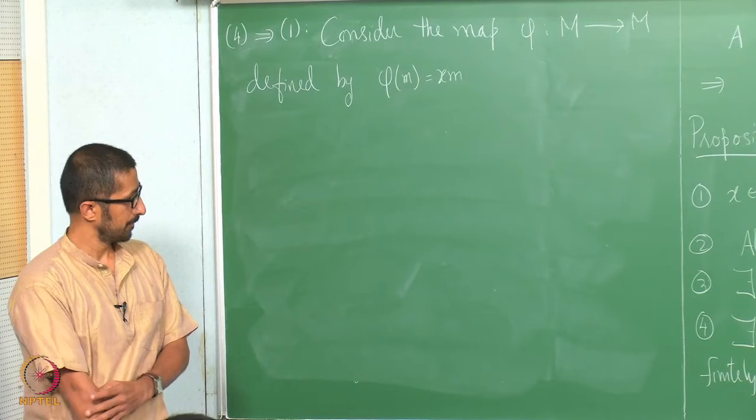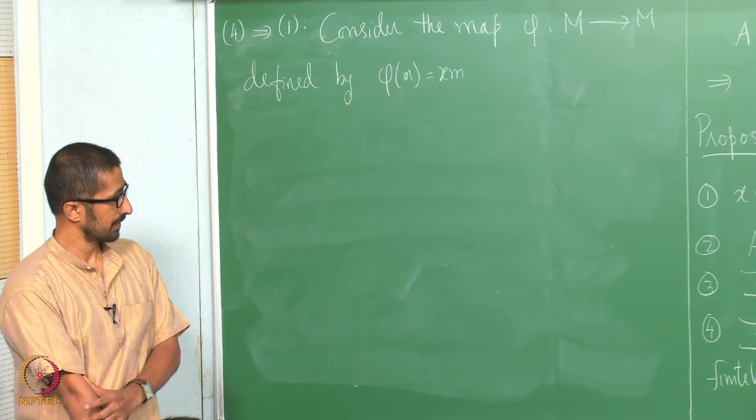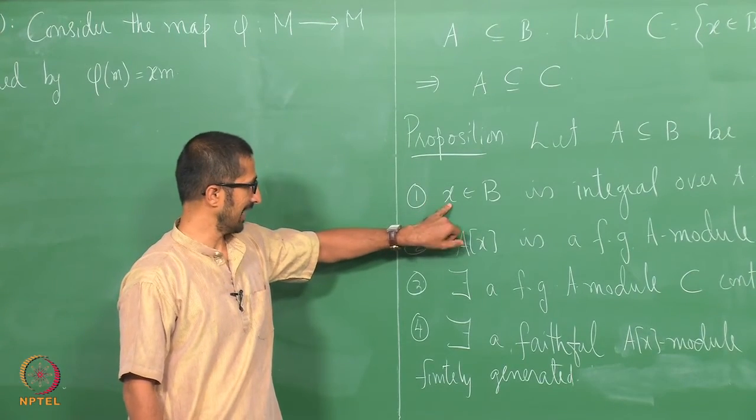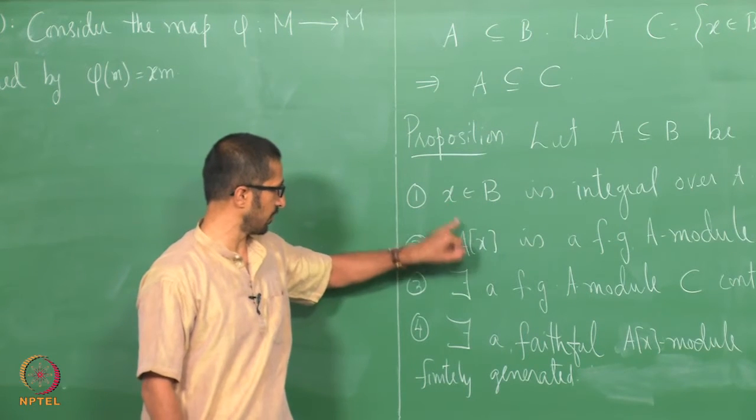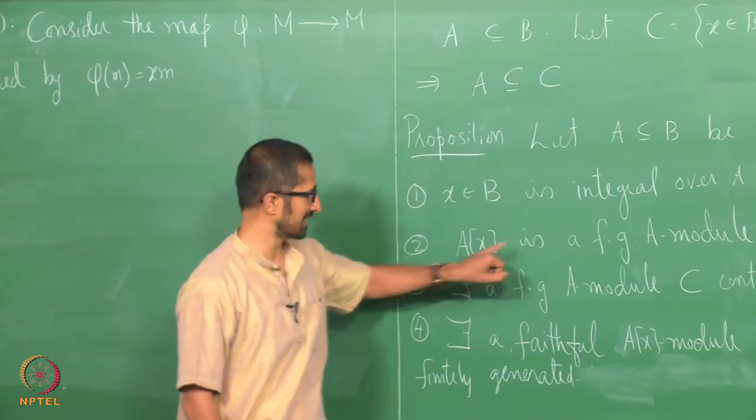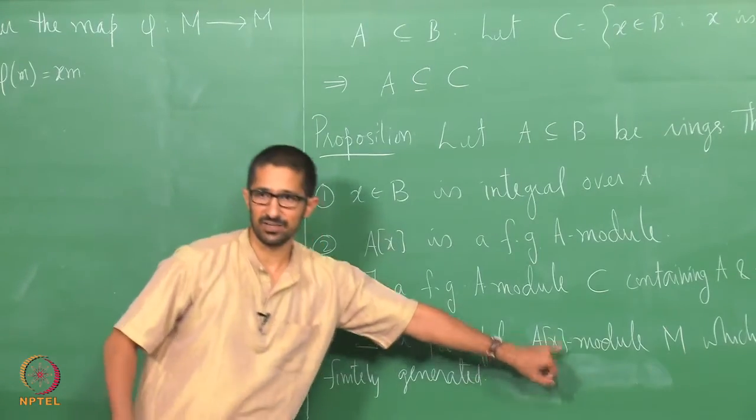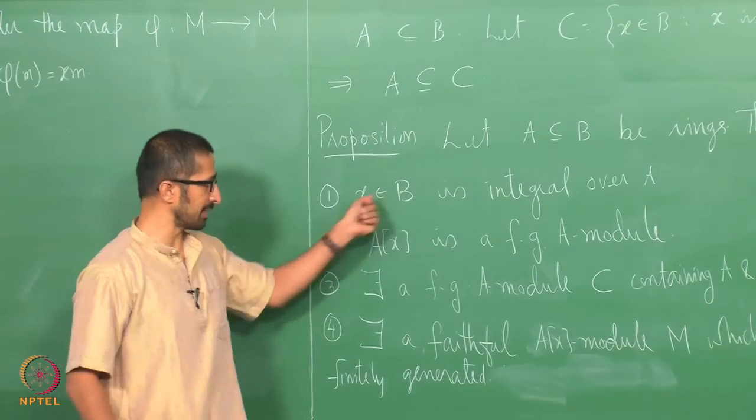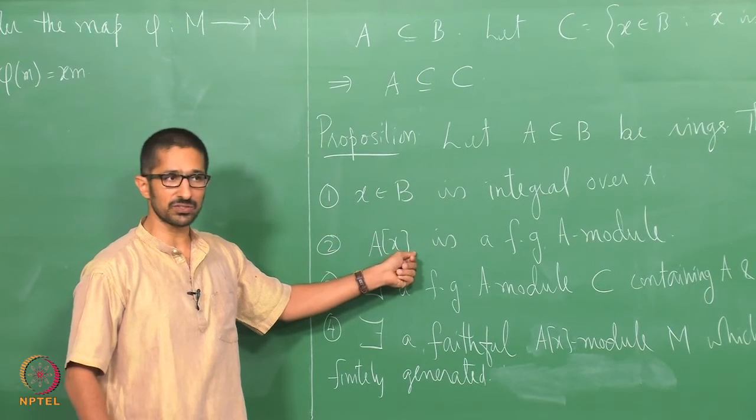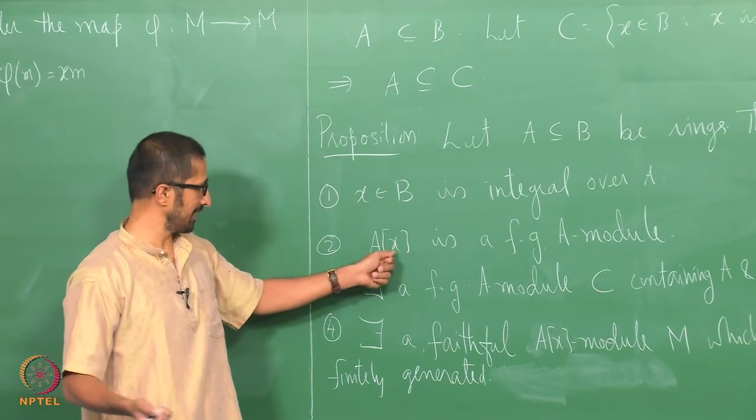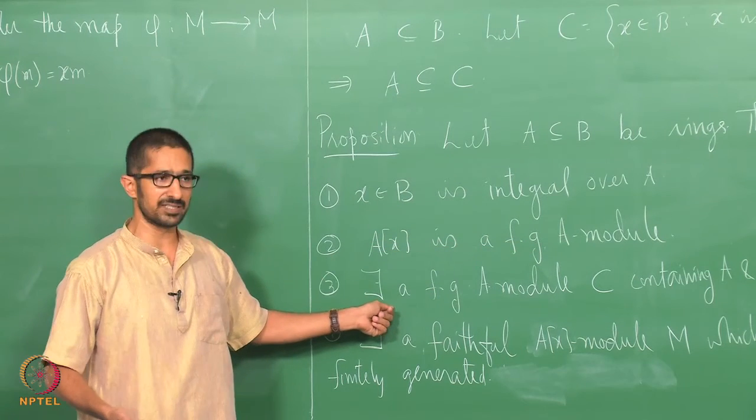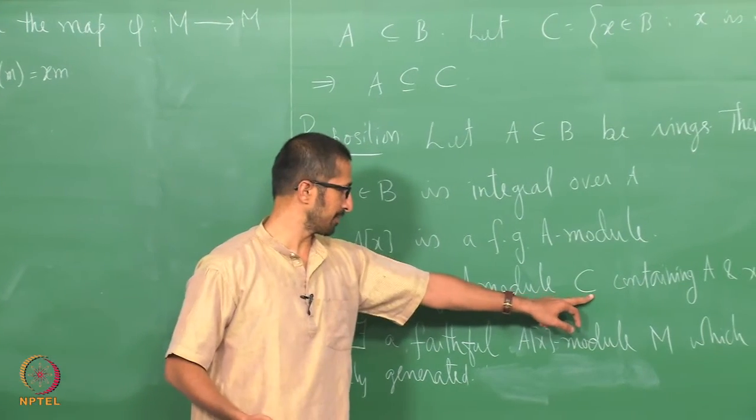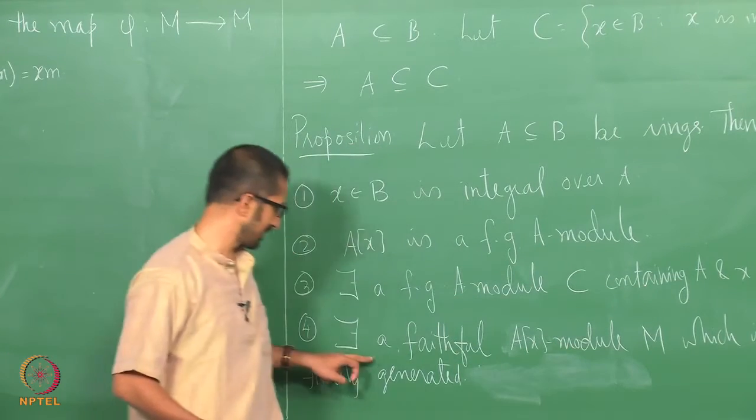Now, is it there exists x belonging to B, or for all x belonging to B? No, this is for a fixed x. If x in B is integral, then this is true. If for an x in B, A[x] is a finitely generated A module, then the third statement is true. Similarly, if there exists a C containing A and x, then this is true.